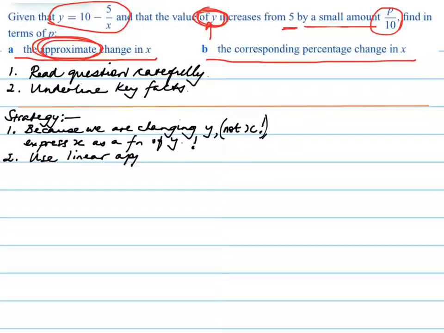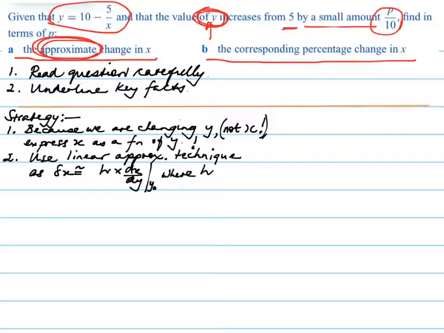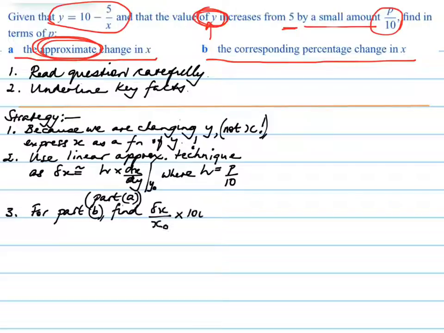Let's do that. And we use the linear approximation technique: delta x this time is approximately equal to h times dx/dy at the point y0, ground zero, where h, or delta y, is p over 10. And that would be part A. They just want the approximate change in x, or delta x. See, no problem now that we've done the switch in variables. And part 3, of course, for part B, we just multiply the whole thing by 100 and we're done.